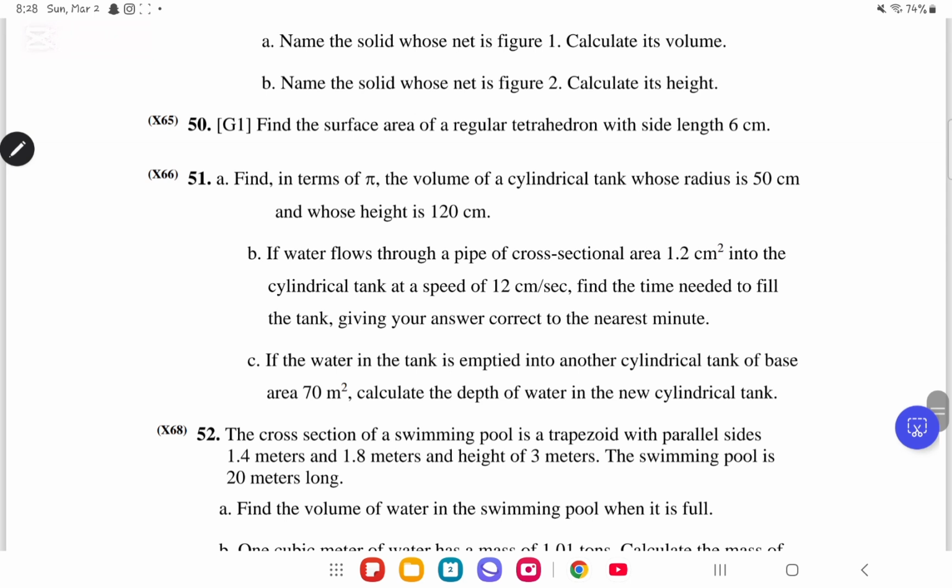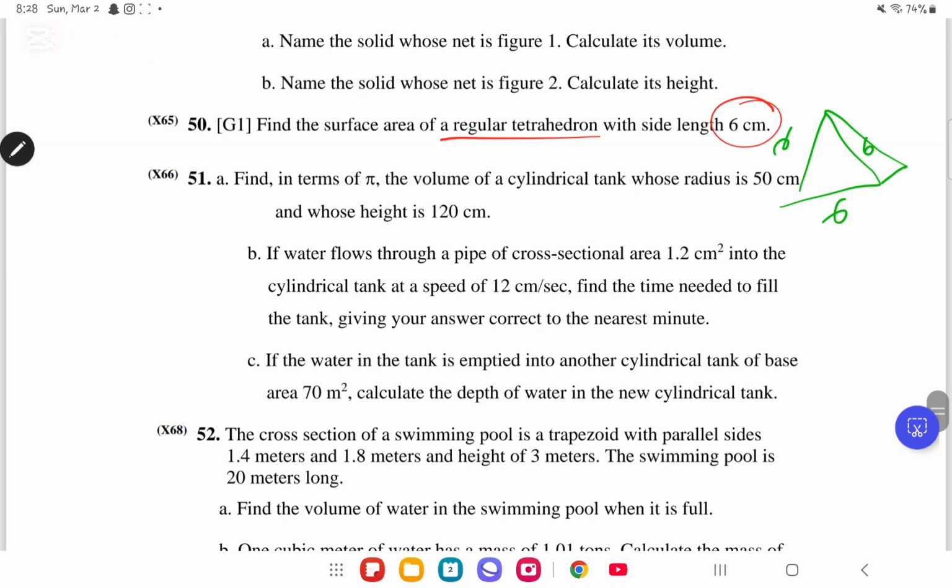So when they say that it's a regular tetrahedron with side length 6 centimeters, that means the four triangles are equilateral triangles. So we're going to take it like this. Just imagine this is the tetrahedron we're talking about. This is 6, 6, and 6 centimeters each.